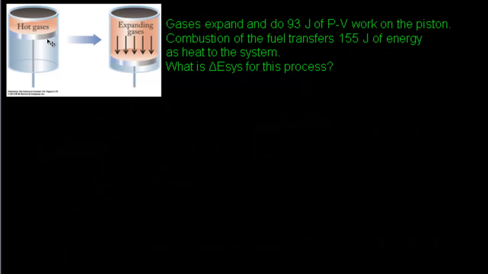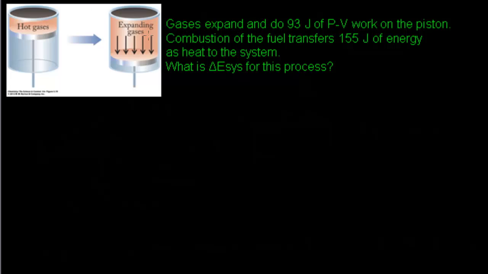So pushing down on this piston, they're doing work on it. And so then this piston is going to push a rod, which pushes some other stuff, and eventually turns the wheel of your car. So the gases expand like this. So we want to calculate what is the change in the internal energy of the system for this process. So that's our goal here.